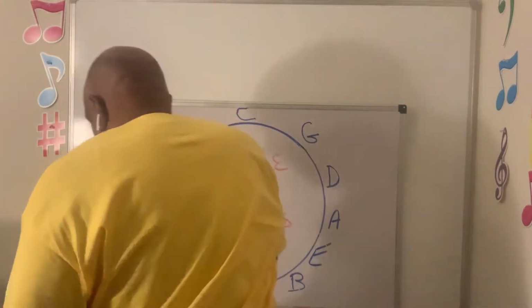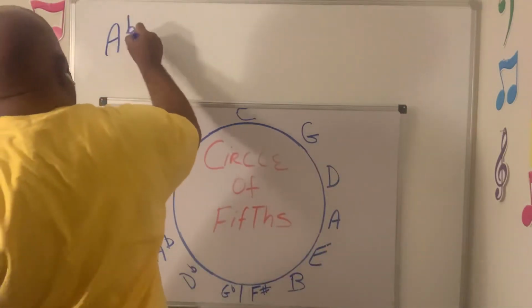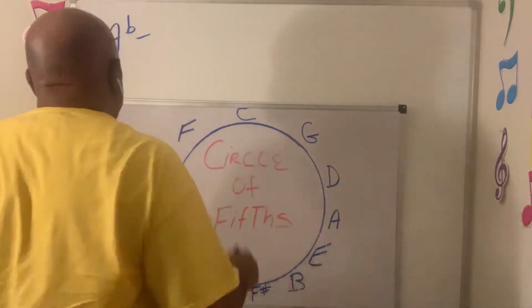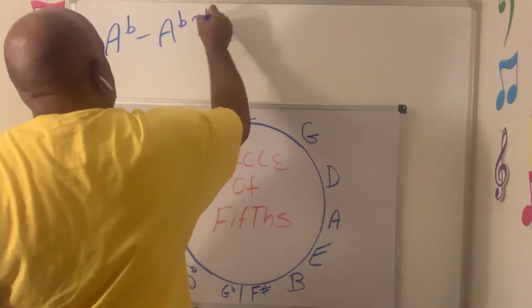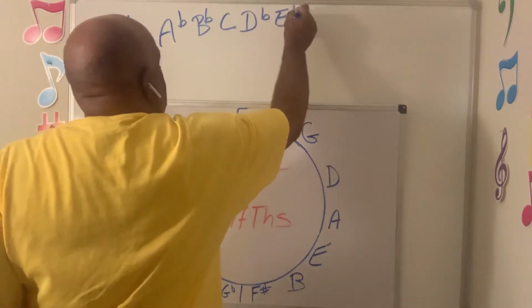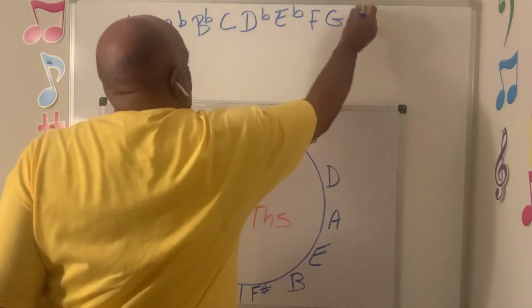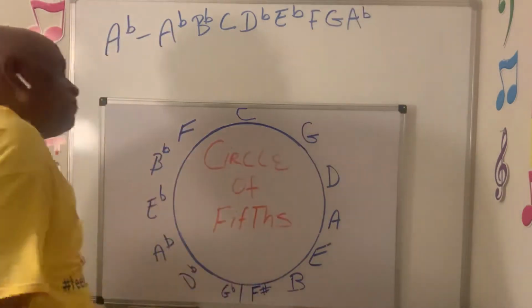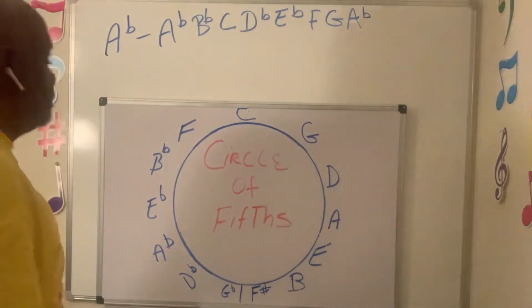All right, let's do A flat. And the key of A flat major has 4 flats, right? So we got A flat, B flat, C, D flat, E flat, F, G, back to the 1, A flat. All right? So now let's put the number system under it.